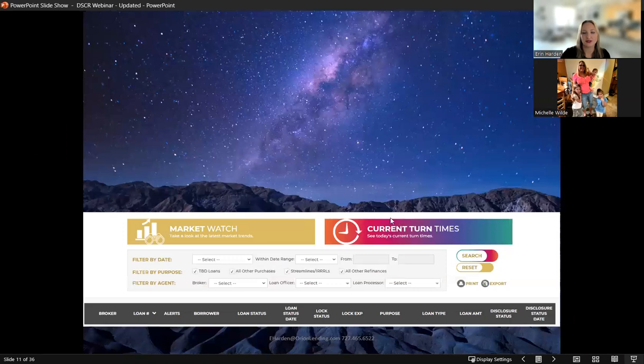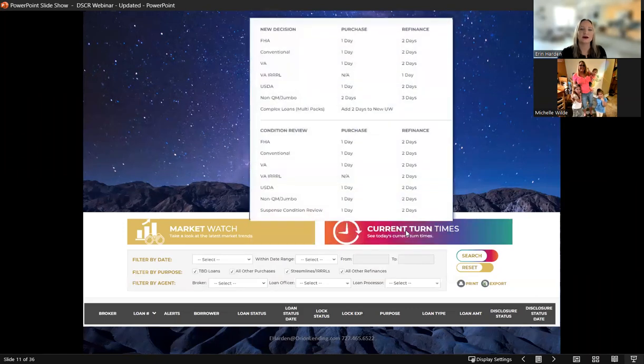By the way, if you guys are in our portal and you want to know what our current turn times are, just click on the current turn times button. They update those daily, so you can get a glimpse of how long it would take for a new underwrite or conditions.